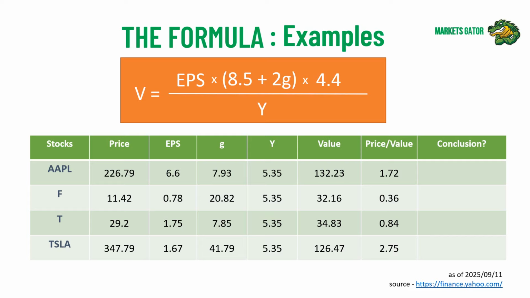Doing the same exercise for the Ford stock. Now we see that the price is $11.42, but the fair value, according to Graham's formula, is $32.16. And the price to value ratio is 0.36. To us, it means that the current price reflects only 36% of fair stock value. Next is AT&T stock. Its price to value ratio is 0.84, meaning that 84% of the company's fair value is reflected in the price. Now let's look at Tesla.